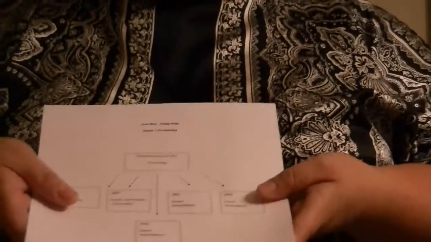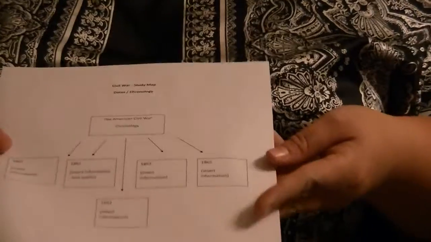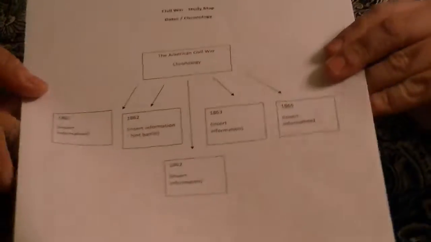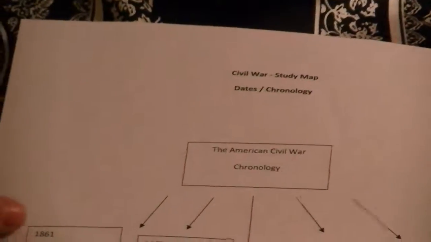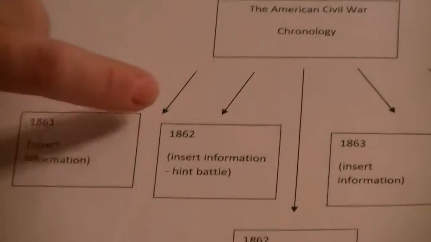We're actually going to lay out the study map so that you will have, this is tentative. I will be sending you home with this template as well. I also have an electronic format if you so need. With the chronology I went ahead and gave you the dates so that you would know which would go where. You start with 1861 and you insert the information.